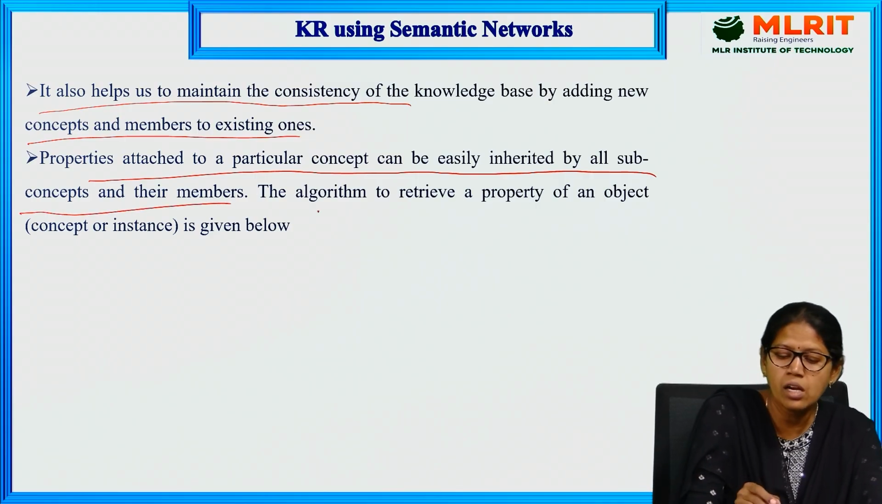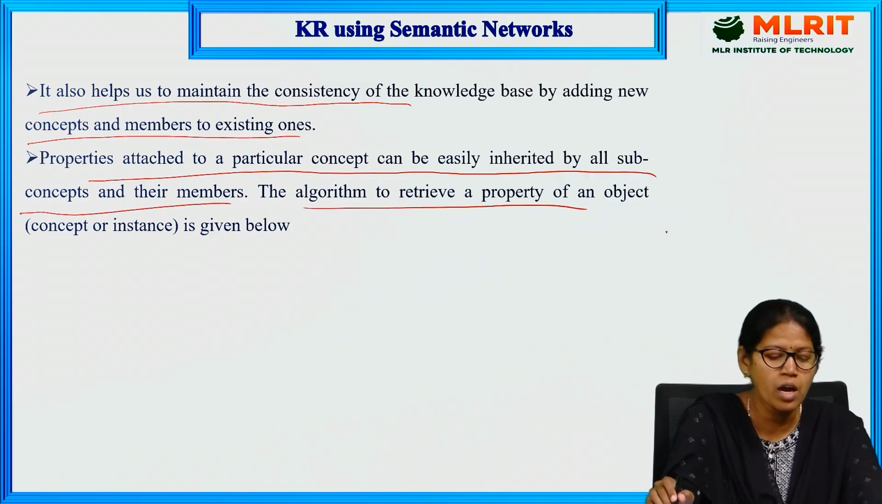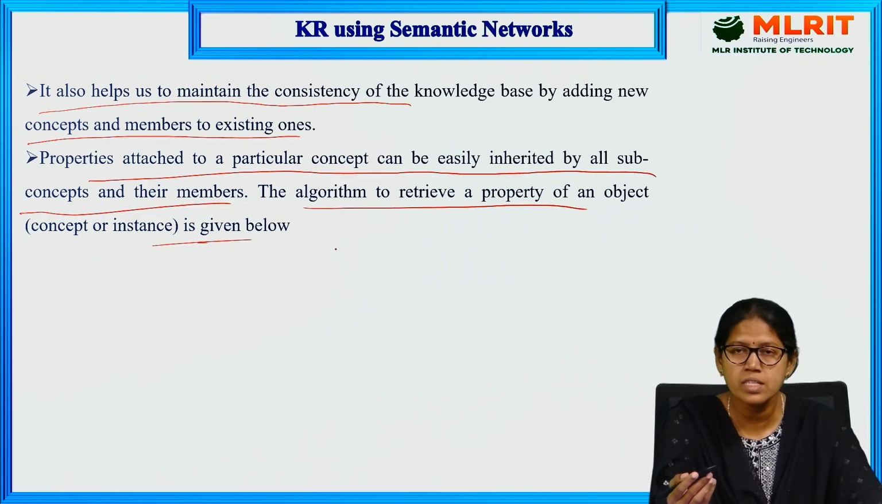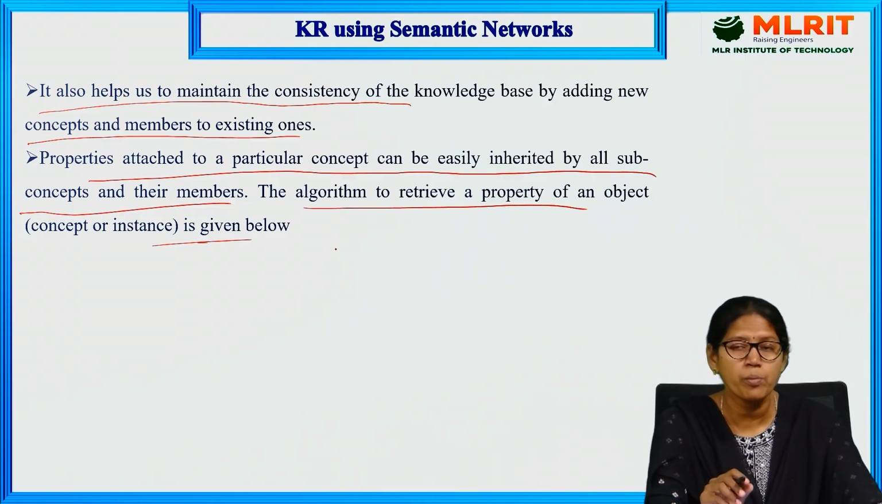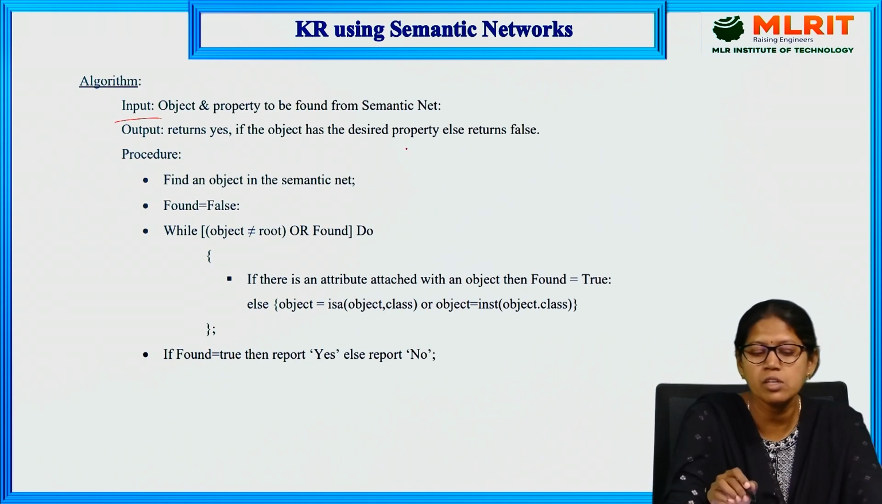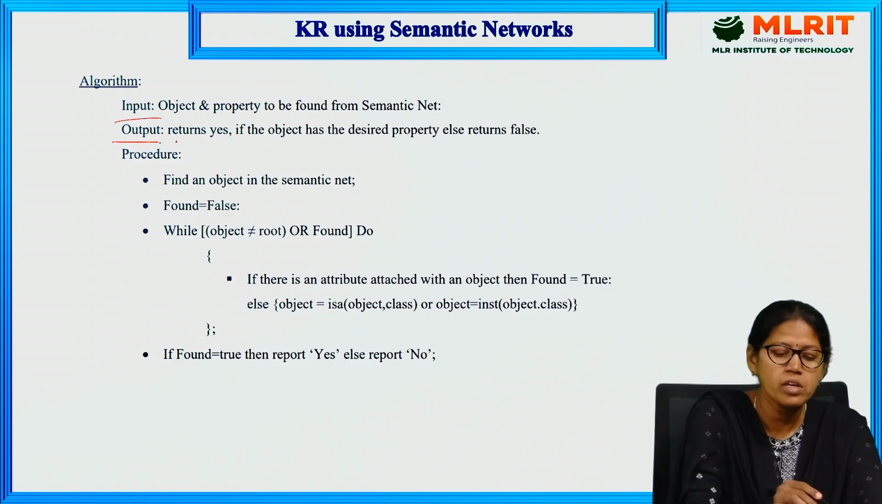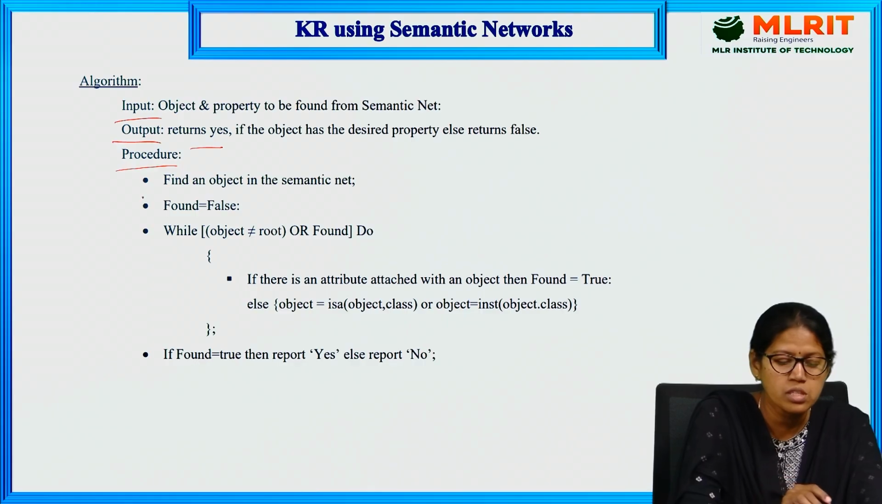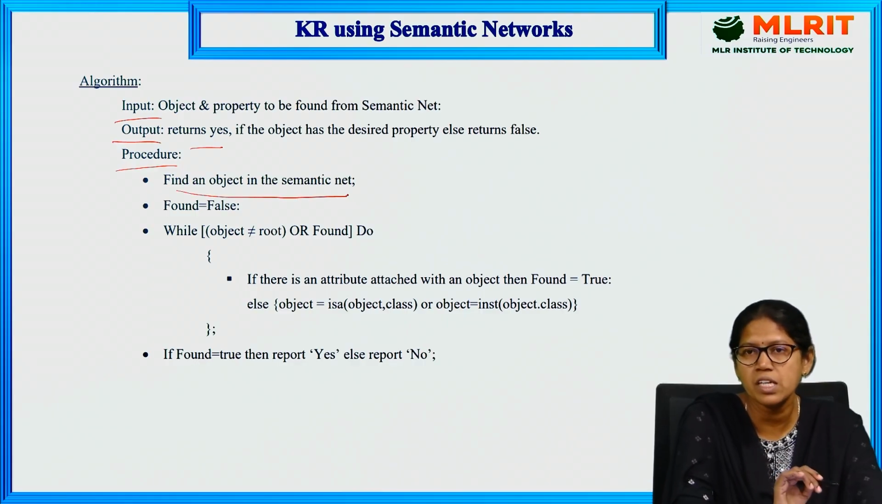Let's see the algorithm to retrieve a property of an object, given below. So here we'll see how to retrieve the property of an object. So this is the algorithm. The input is object and property, and the output: if the object contains the property, then it returns yes, otherwise it returns no. The procedure is: find an object in the semantic net, initially found equal to false.